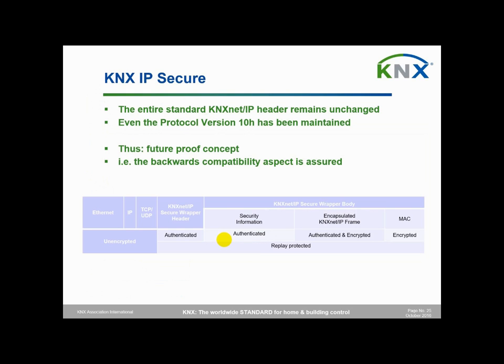In general, we can say that the entire standard KNXnet/IP header remains unchanged. We didn't change that for KNX IP Secure. Even the protocol version, which was set to 10 hexadecimal, has been maintained. That means this is a future-proof concept, and it is backwards compatible. So it's not because of IP Secure that the older devices, the previous generation, cannot be used anymore.